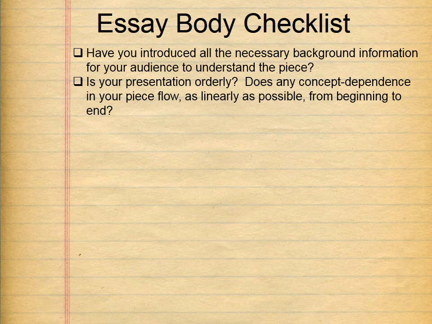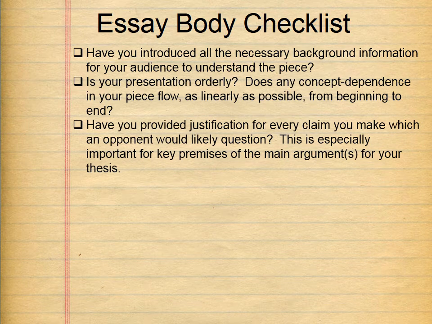Is your presentation orderly? By this I mean, do the earlier parts of your paper explain the concepts that are used in the later parts of the paper instead of the other way around? In other words, do you present the concepts in such a way that you don't have to do any backwards explaining? Have you justified every claim that the opponent might reasonably object to? This is especially important for any claims you make which act as a premise for the major theses of your essay. And this is how a very narrow topic can grow to be of great length.